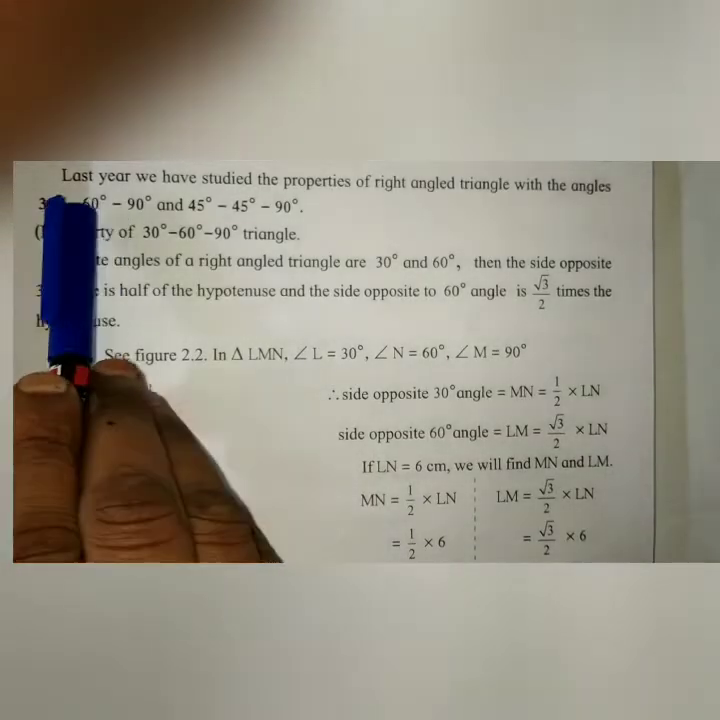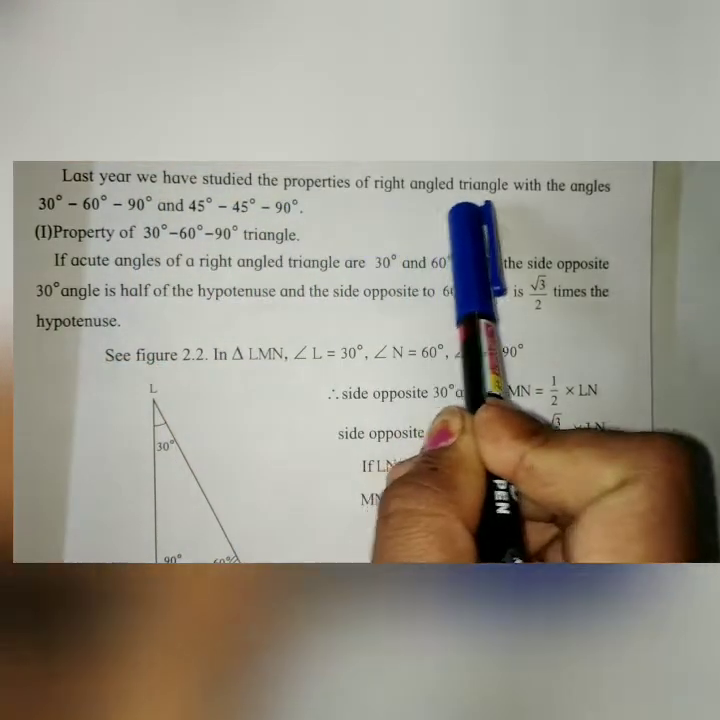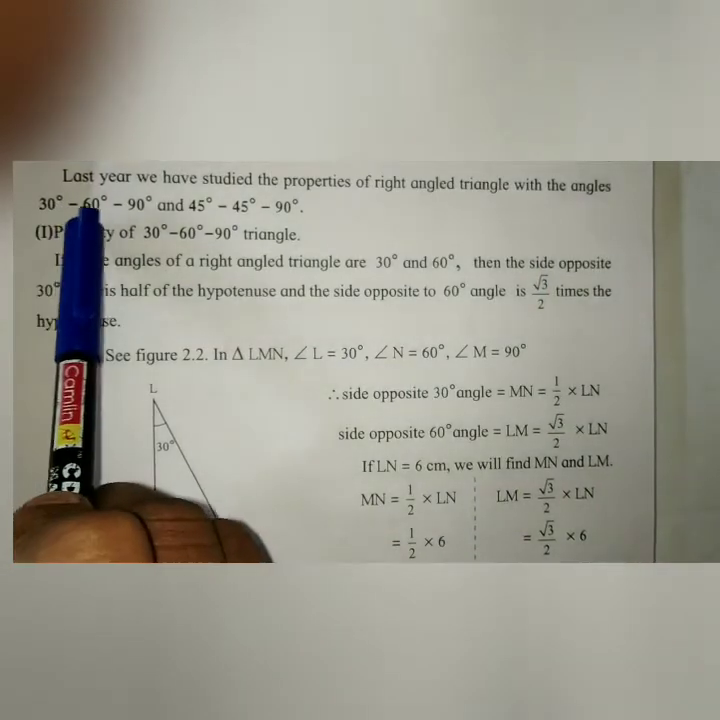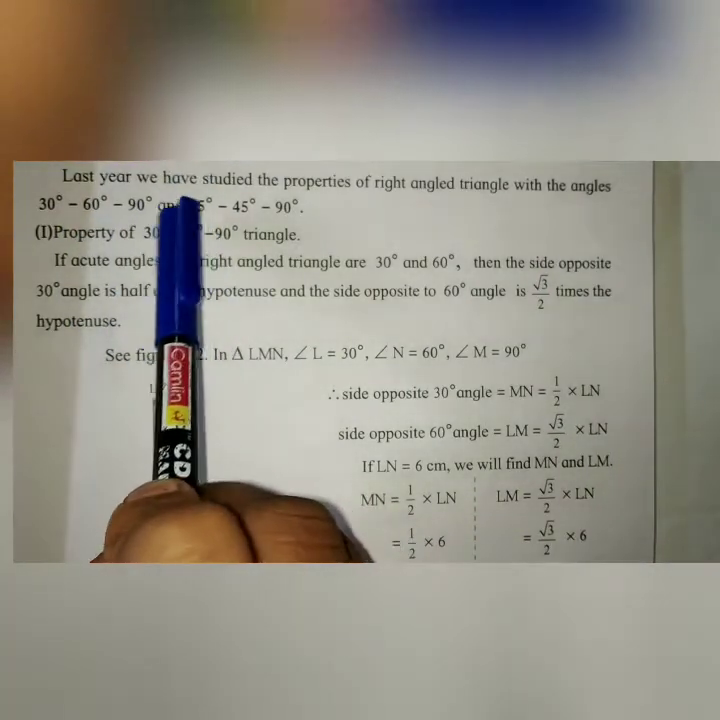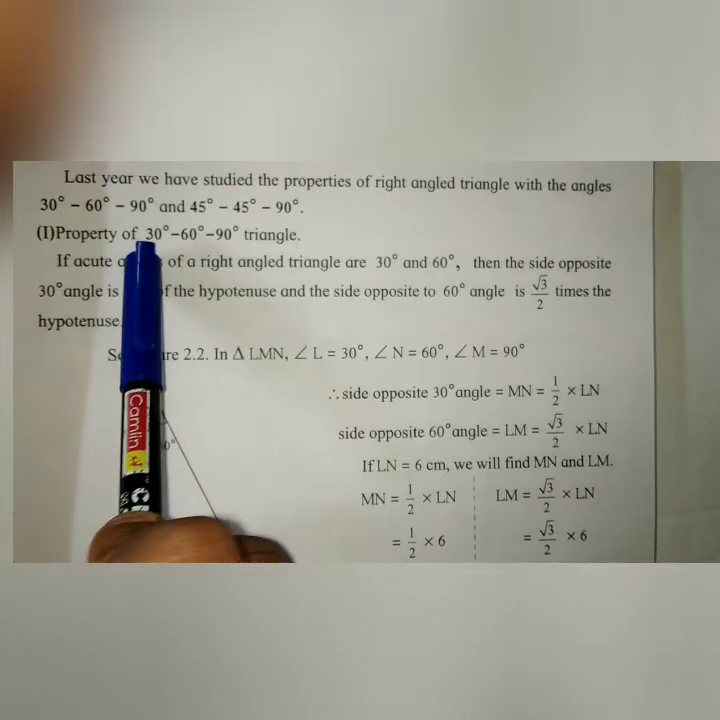Now, last year we studied the properties of right angle triangles with the angles 30 degree, 60 degree, 90 degree, and second, 45 degree, 45 degree and 90 degree. The first is the property of the 30-60-90 triangle. What is the property?